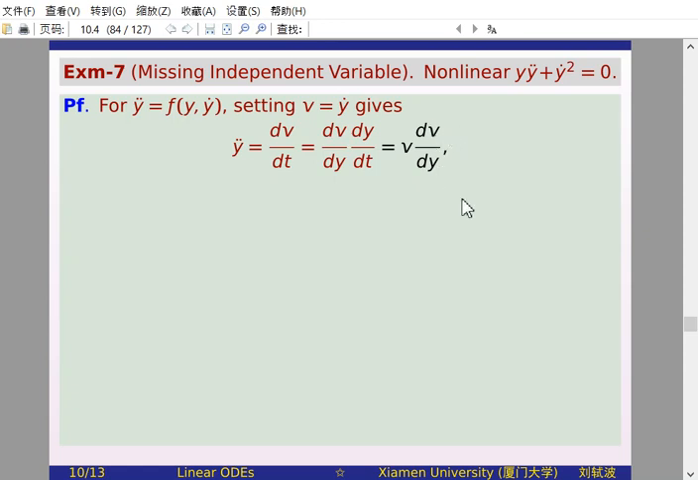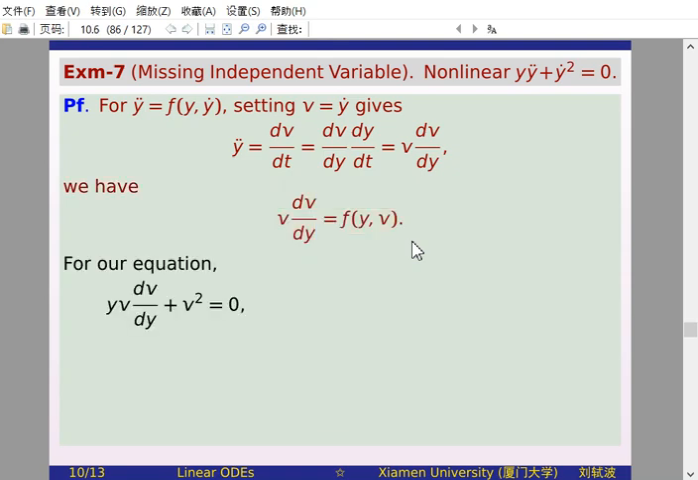So the second order derivative of y with respect to t equals v multiplied by the derivative of v with respect to y. The equation becomes a first order equation, with y the independent variable and v the dependent variable. We have many methods to solve it. Then after we solve this equation, we obtain the relation of v and y. Then using v equals y prime, we will obtain the solution y.